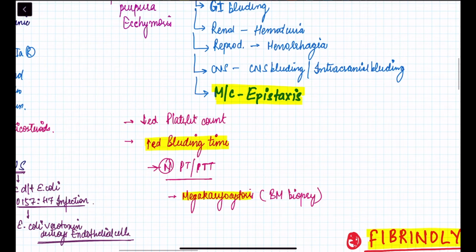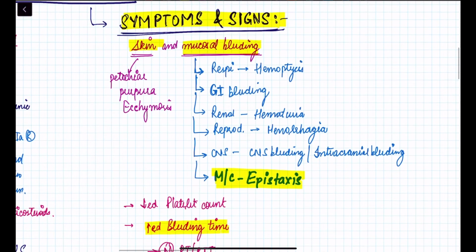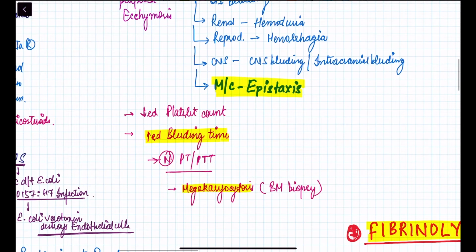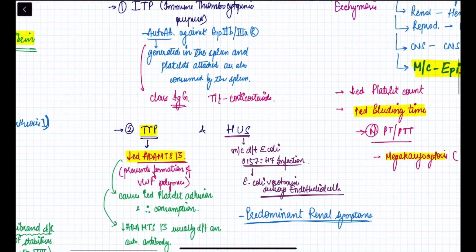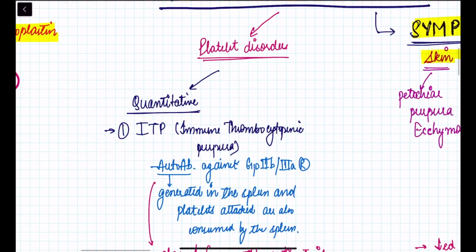In labs, we'll see the platelet count will be decreased, thrombocytopenia, then there will be increased bleeding time and normal prothrombin time and PTT. Also, we'll see megakaryocytosis on bone marrow biopsy. It makes sense because as platelets are depleted, the bone marrow is trying to make up for it and making more and more platelets.